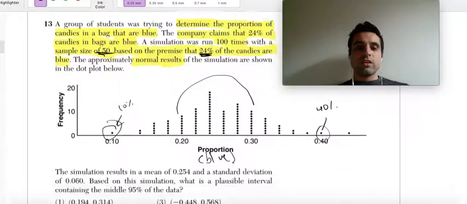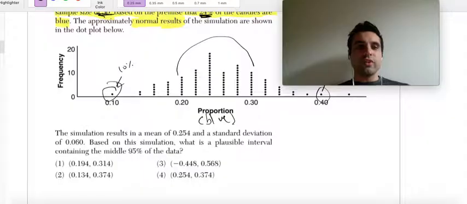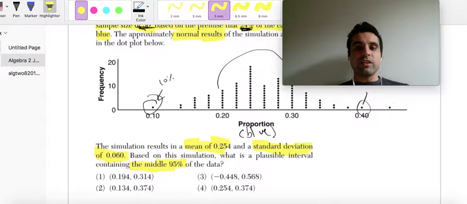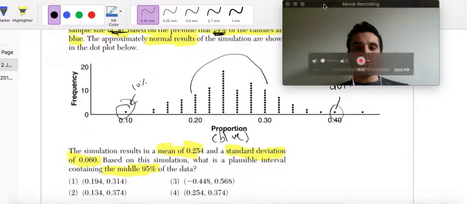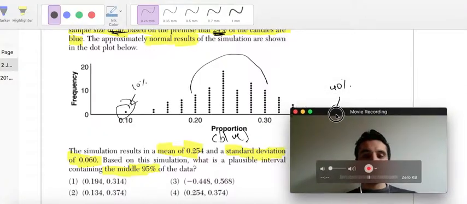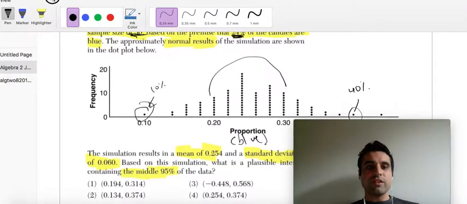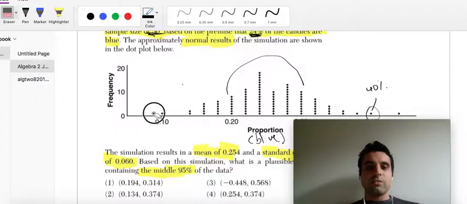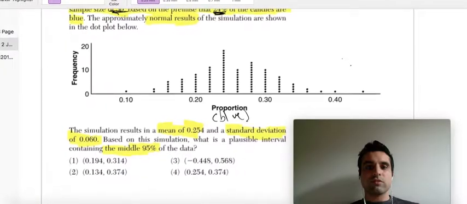But let's continue. The simulation results in a mean of 0.254, meaning the mean of all the proportions, right, is 0.254. That mean also means average, and a standard deviation of 0.060. Based on the simulation, what's the plausible interval containing the middle 95% of the data? Guys, remember they said normal distribution? In a normal distribution, the middle 95% of data is always the mean minus 2 standard deviations to the mean plus 2 standard deviations.